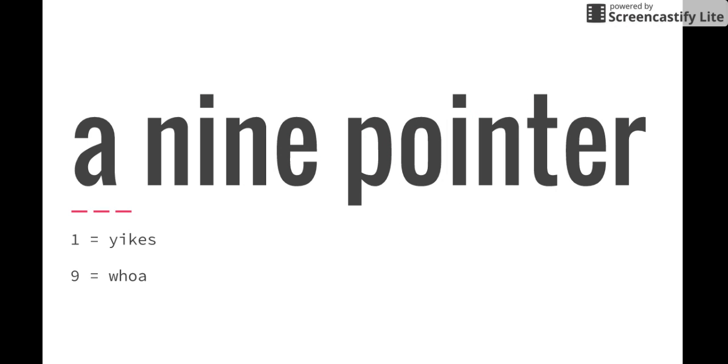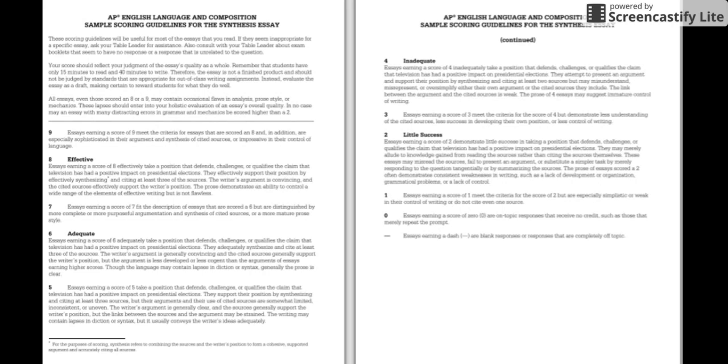This rubric is a 9-pointer. There are 9 possible points. If you get a 1, that's yikes. If you get a 9, that's like, whoa, nice paper, bro. So you're looking to score 6 and up. That's really what your goal is, but we'll get into that more here in a second. So this is what the rubric looks like on paper.